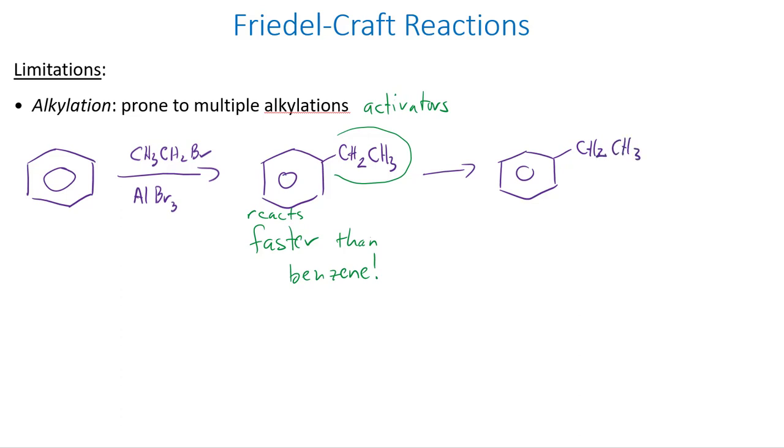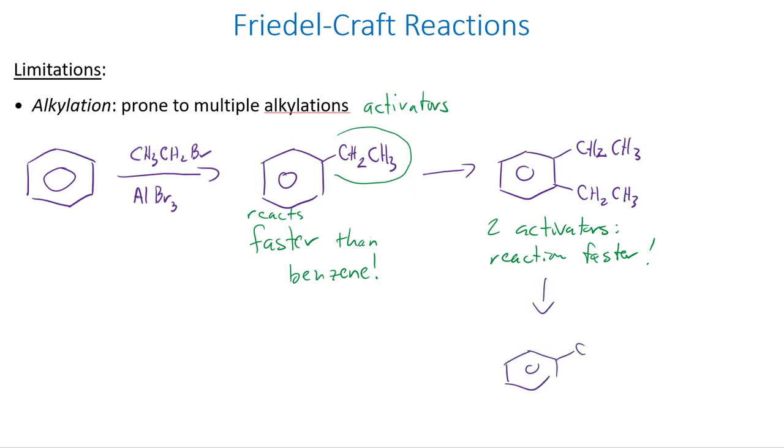So let's say that we add another ethyl group on there, ortho to the first one. This reacts even faster, right? We have two activators, so that the reaction is even faster than before. So that means that once you have two groups on there, it's much easier to get a third. Once you have three groups on there, then of course we're inviting a fourth substitution reaction.